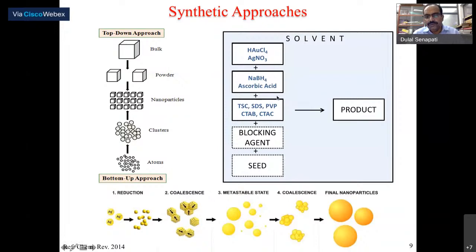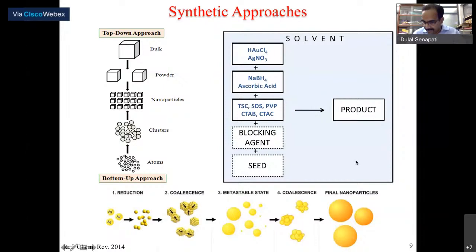And also we use a surfactant, which will stabilize the nanoparticle. This surfactant could be trisodium citrate, SDS, polyvinyl pyrrolidone, cetyl trimethyl ammonium bromide, or cetyl trimethyl ammonium chloride. All sorts of ligands are available in chemistry. So by using a metal precursor, a reducing agent, and a stabilizing agent, we can adopt different synthetic protocols. Depending on what structure you want, you can get the desired one.